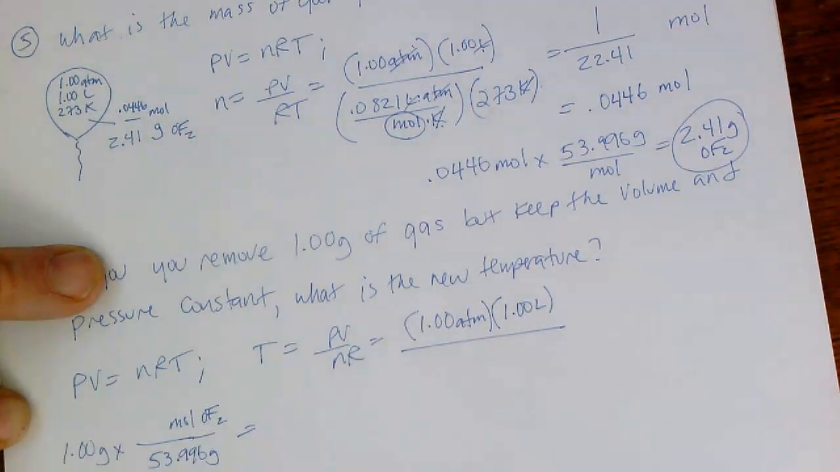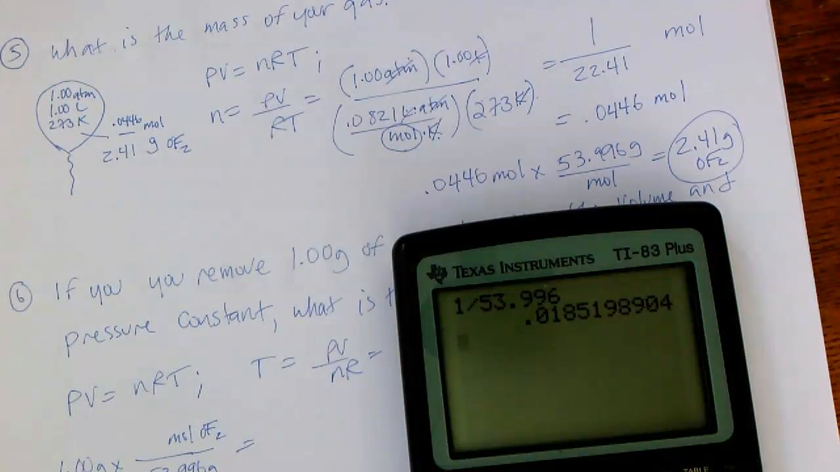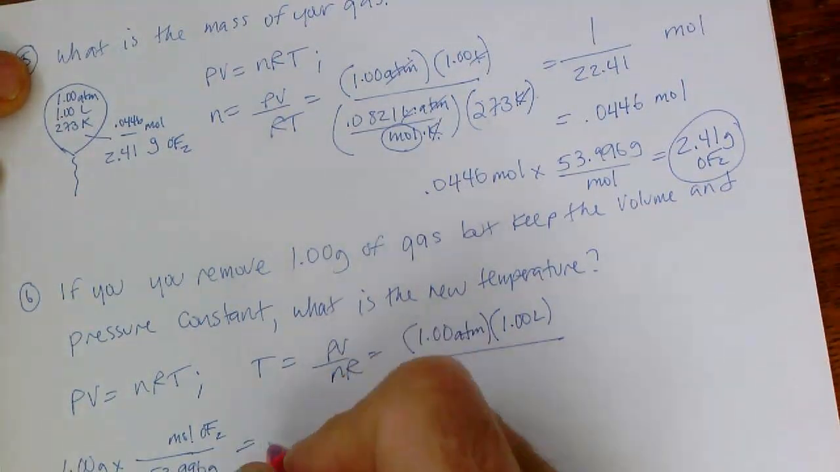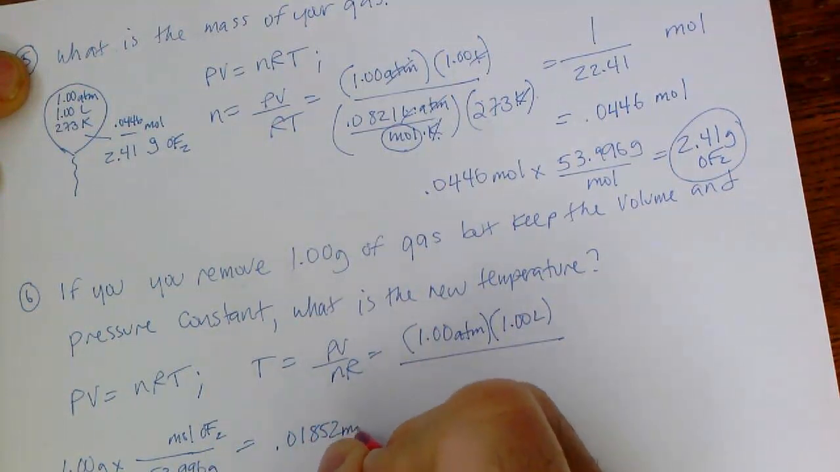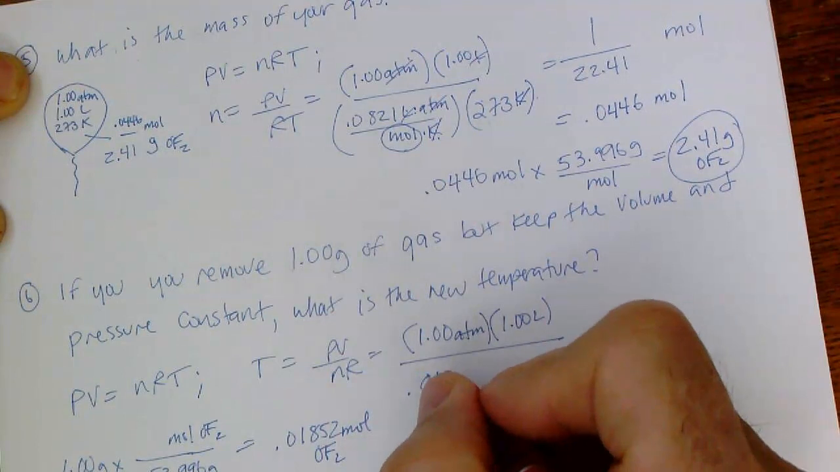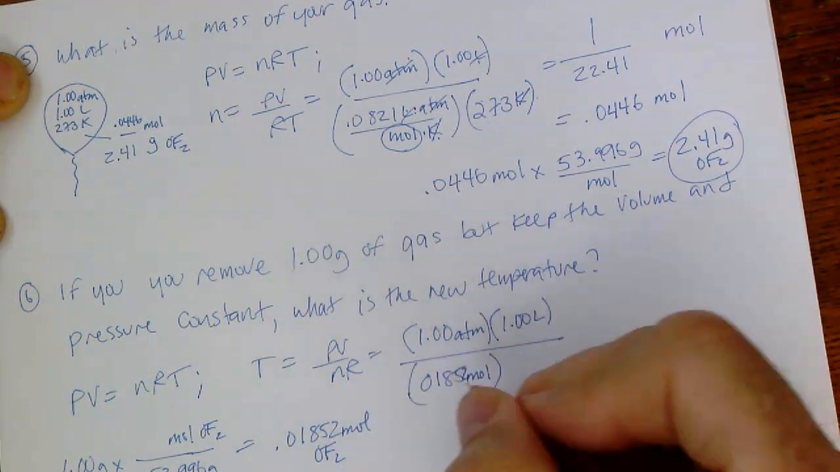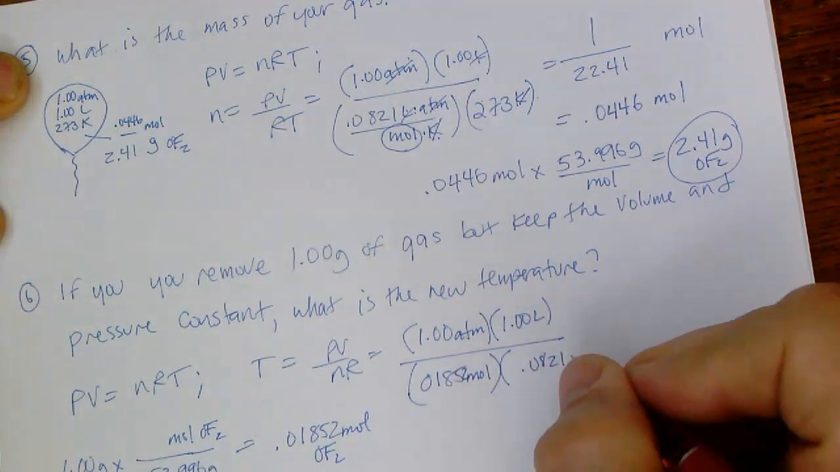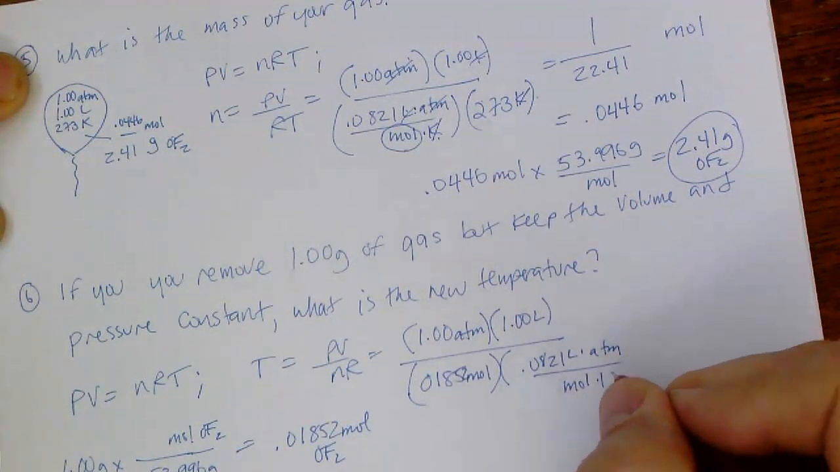So we have 1 over 53.996, which I already punched in. We have 0.01852, carrying a guard digit there, 0.01852 moles of OF2. So that's our N, 0.01852 moles. And we have an R, 0.0821 liters atmosphere over mole Kelvin.